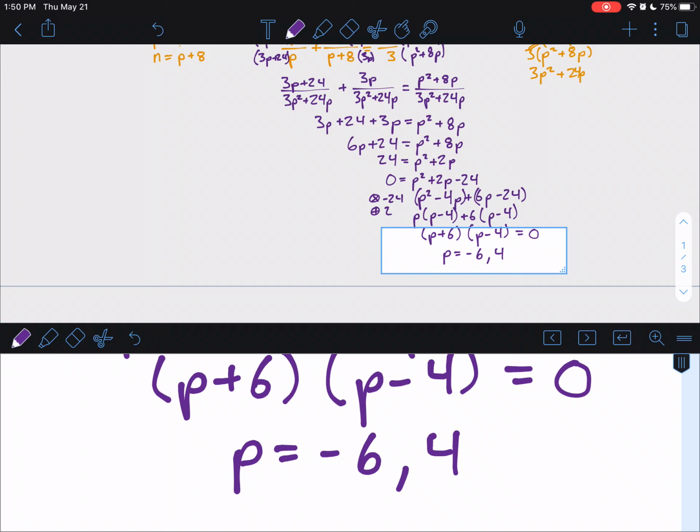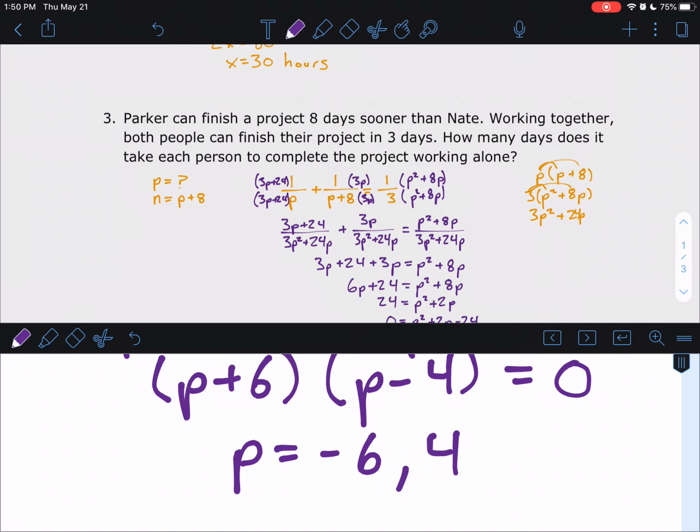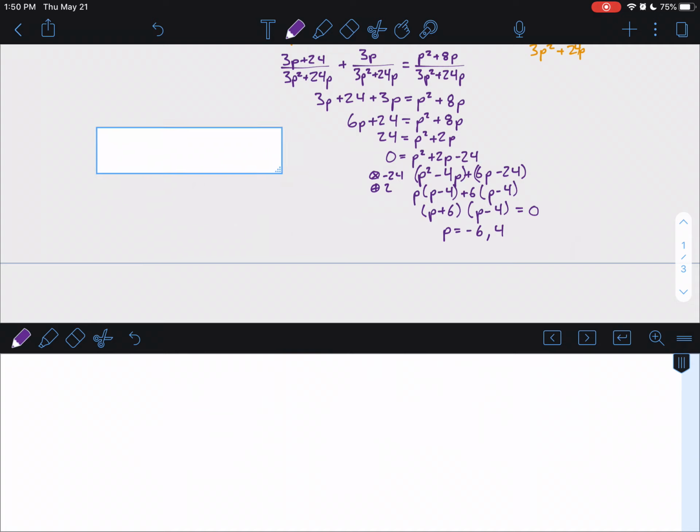However, only one of them works, because if we look at the original problem, we're talking about how many days it's going to take Parker to finish his project. And there's no way Parker's going to finish his project in negative 6 days. Parker can finish his project in 4 days. He can't finish it in negative 6 days. So 4 is the number of days it's going to take Parker.